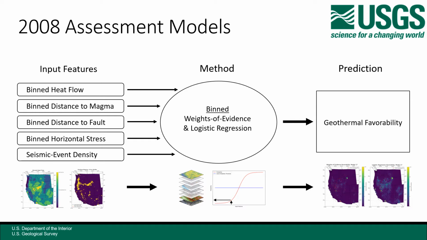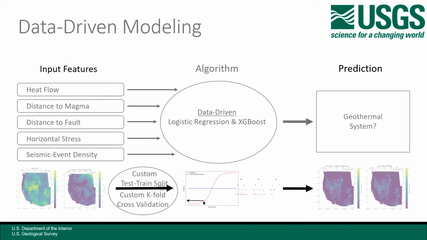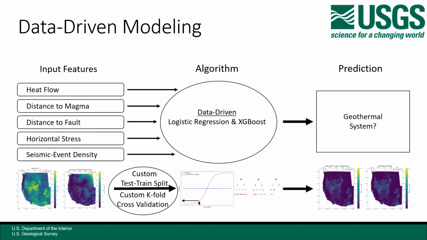Now, let's discuss the data-driven, that would be the machine learning approaches. With the data-driven modeling, the first change is that for the input feature sets, the data sets, we no longer have to bin values. We use the continuous heat flow, continuous distance to a magma body, to a fault, and horizontal stresses. The other change that we make is that we tackle the class imbalance, and we do this using a custom test train split and cross-fold validation.